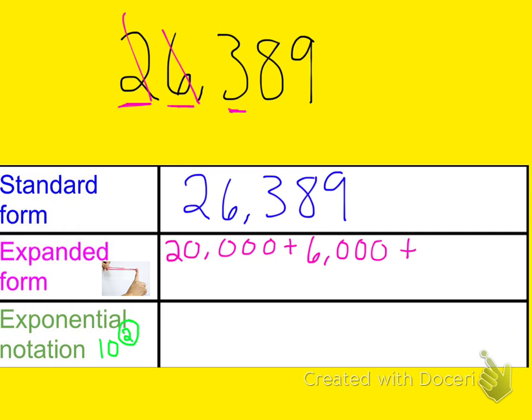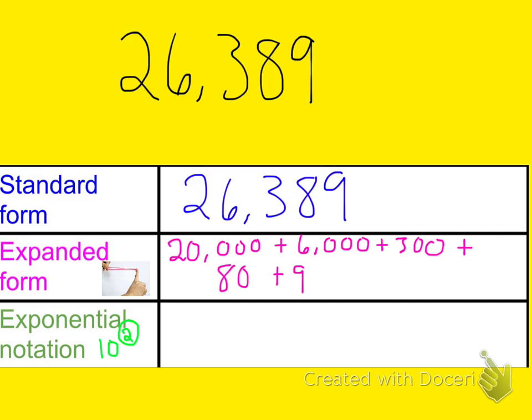Done with the 6, move over to the 3. That's in the hundreds place, so it's worth 300. Done with the 3, move over to the 8. That's in the tens place, so it's just worth 10. And the last step is the 9, which is in the ones place, so it's just worth 9. So expand it, rubber band it, we stretch that number out.